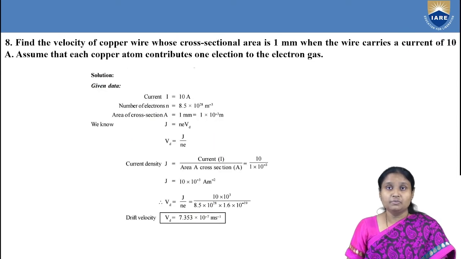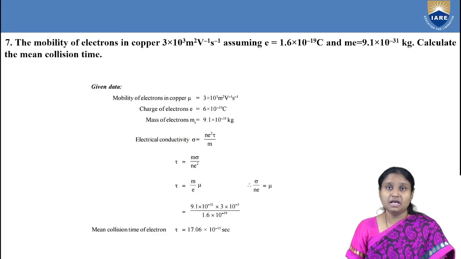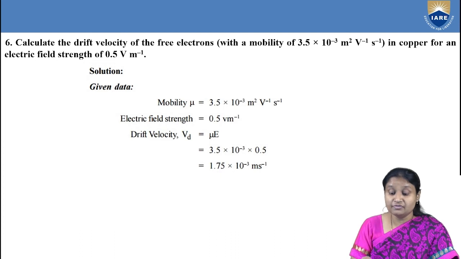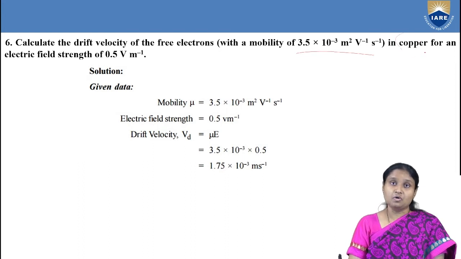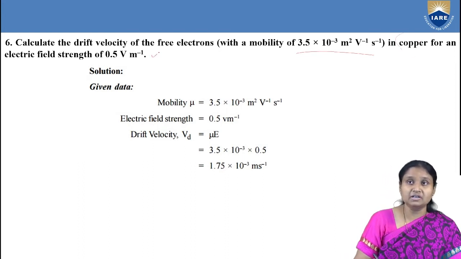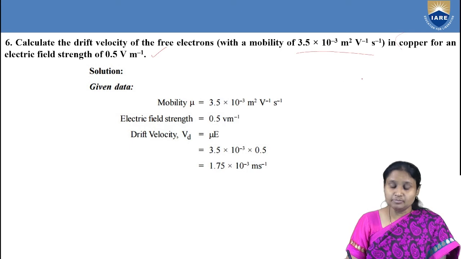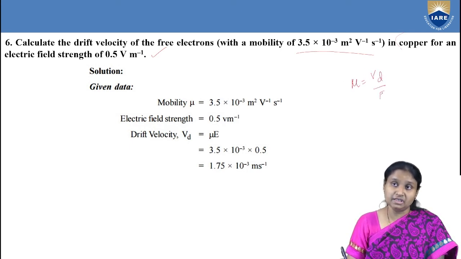Now the next one is a very simple problem. Here we need to find the drift velocity. We were given the value of mobility, our material under consideration is copper, and we were also given the value of electric field strength.